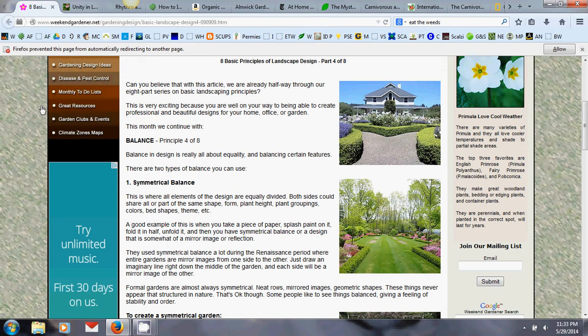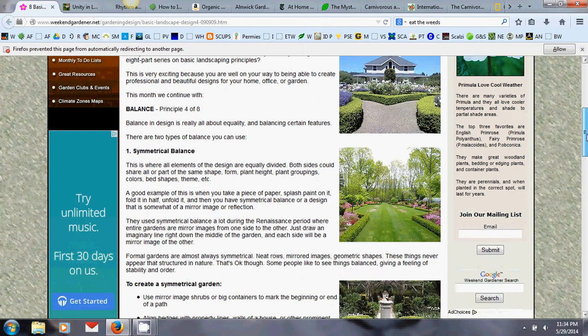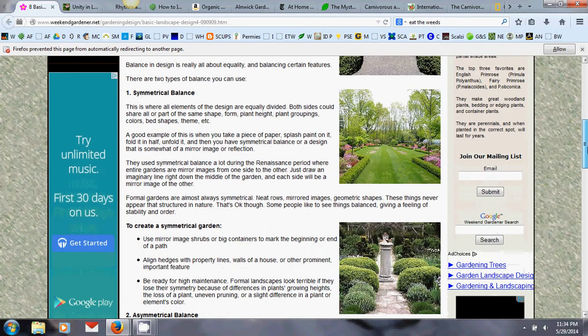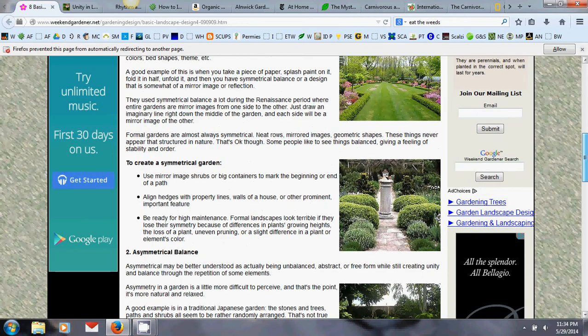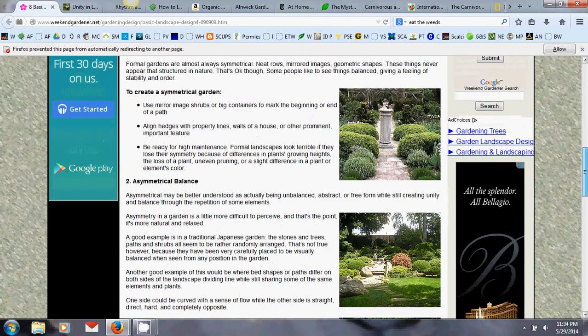Starting here with balance as the first one. Balance is exactly what you think it is. It's making it so one part of the landscape is not weighted more heavily than another, and you can do that through symmetry or asymmetry. And a lot of that is a matter of personal taste.